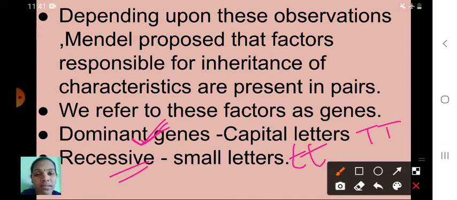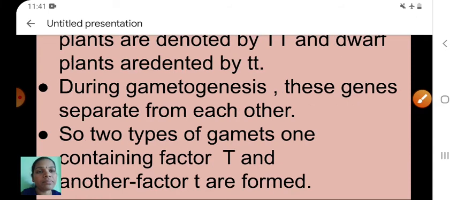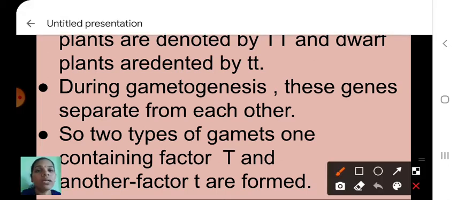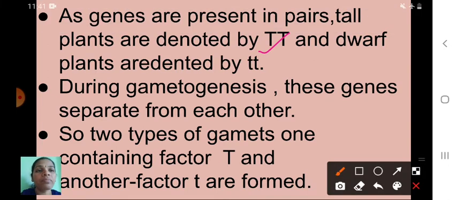That's why Mendel said that tall is dominant. And in the genotype of that first generation, which one is there? Recessive. This small t is also there, but it is not visible. So that's why it is called recessive. Understood? Next, as genes are present in pairs, tall plants are denoted by TT, and dwarf plants are denoted by small t.